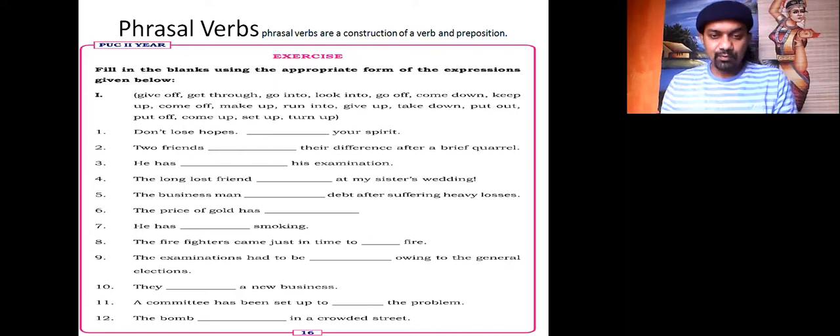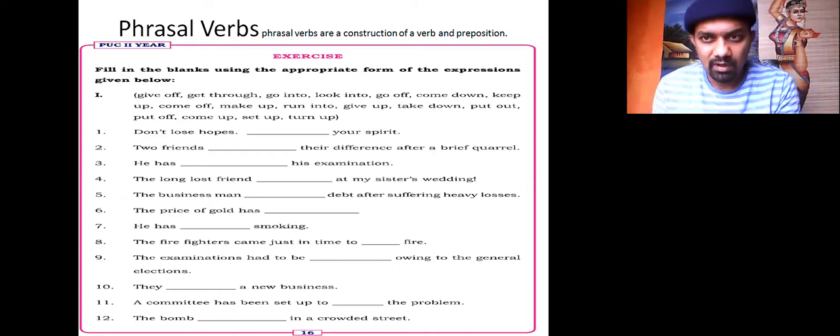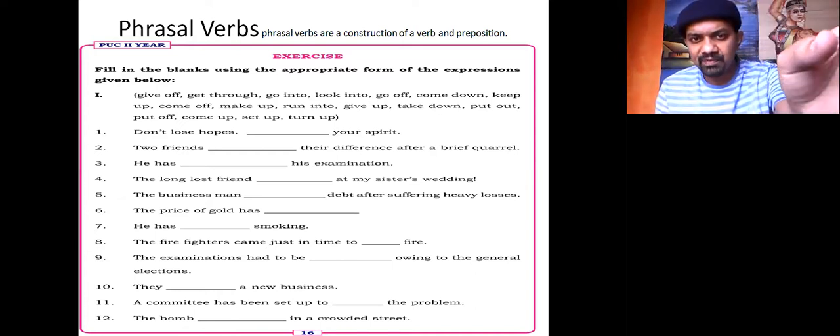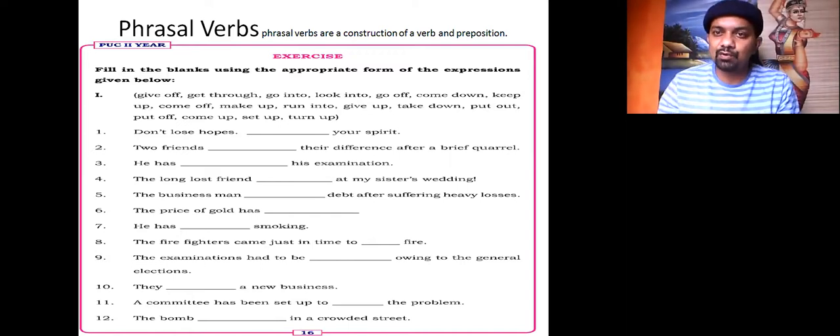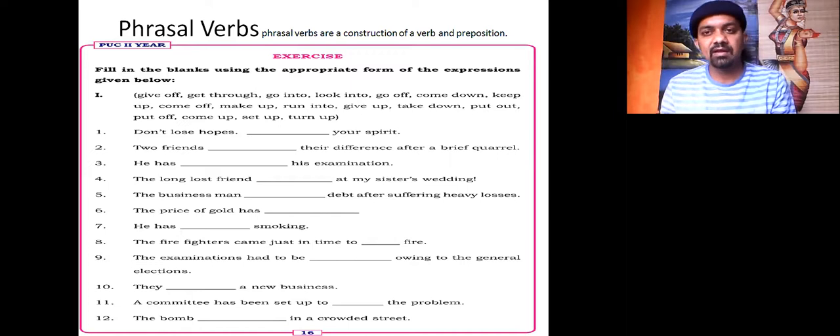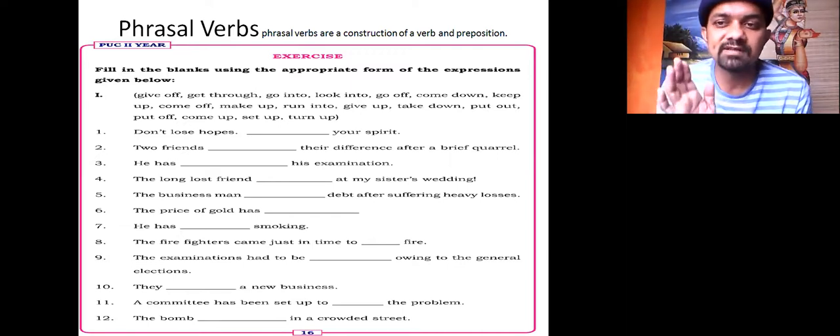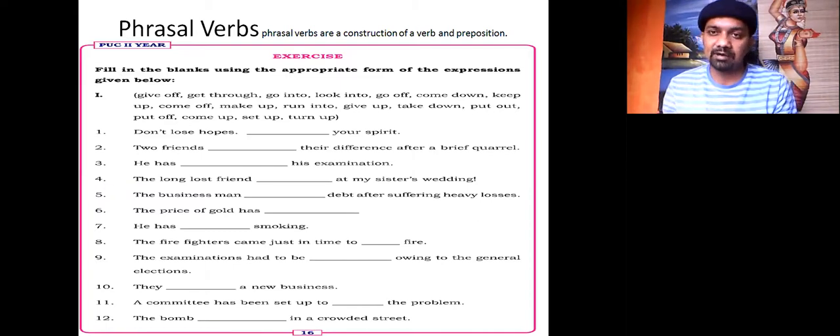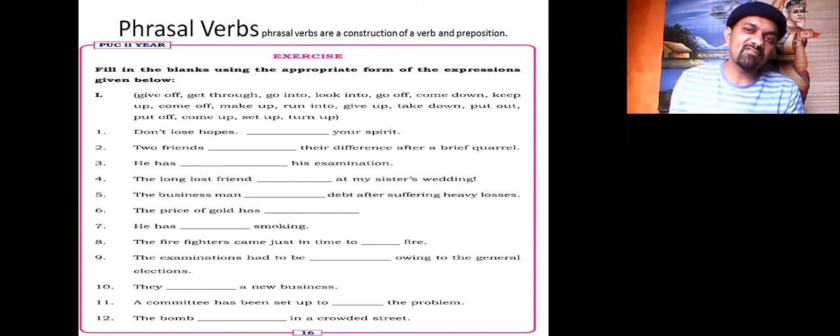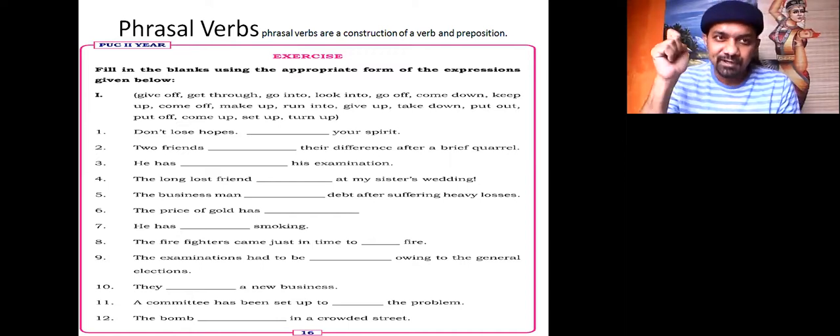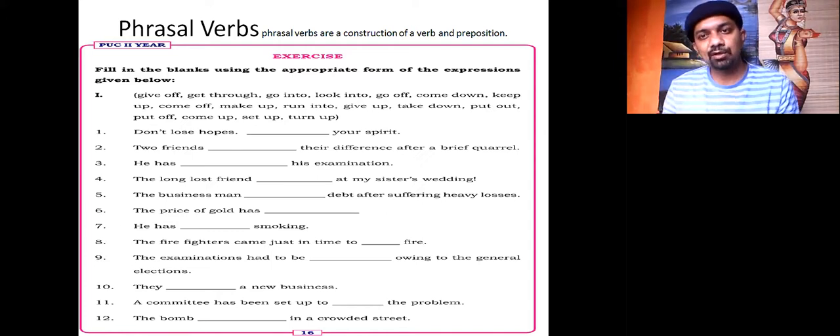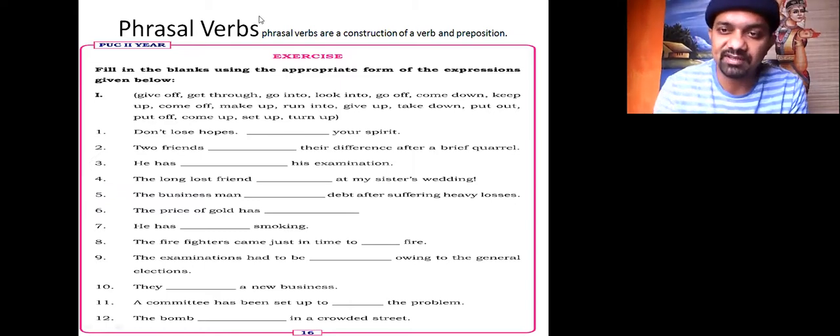The bomb went off in a crowded street. Went off. It is given in the bracket above, go off. But you cannot use it as it is. If you use it that way, the answer may be correct, but it does not fit the sentence, because it doesn't match the subject or the tense. So you must use the phrasal verbs with the appropriate form of their verbs. Then only it gives a correct meaning. So the bomb went off in a crowded street.